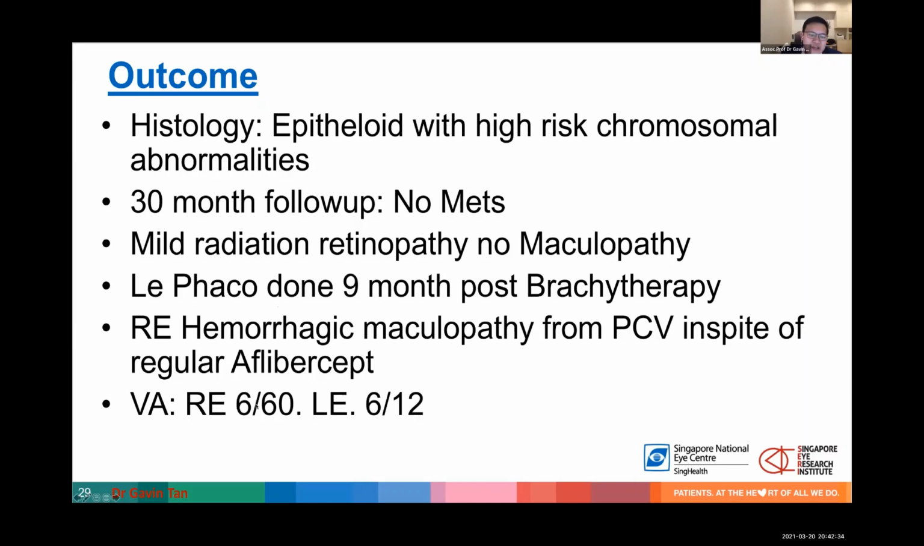He had a left phacoemulsification cataract surgery done 9 months after the brachytherapy because he was starting to develop a radiation-induced cataract. In this patient, it's very fortunate, this was actually our first patient who had this modality available, because soon after, we know that in PCV you can often maintain good vision in the initial years, but very often these cases do have severe hemorrhagic episodes where they can get permanent vision loss in spite of regular anti-VEGF treatment. In his case right now, his vision in the right eye that had PCV has declined to 6/60. The left eye still maintains 6/12 vision at almost 3 years.